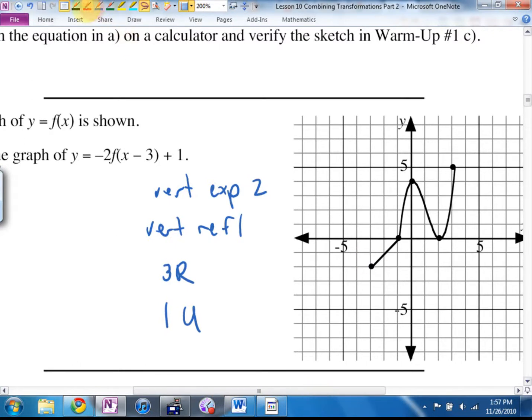Vertical expansion. So this point right now, how low is it? -2. Vertically expand that by 2. -4. I'm going to hover right above there. I'm not going to change the x's. I just doubled my height.